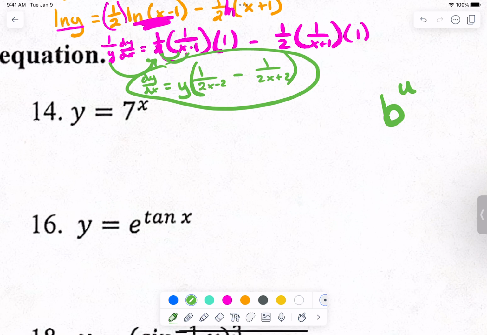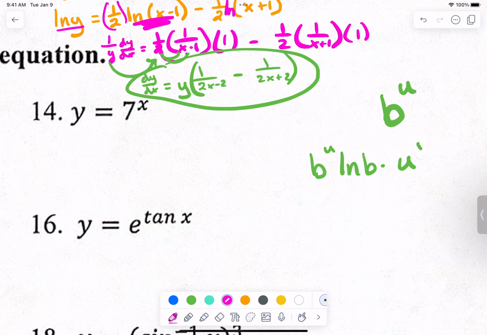Here is the rule when you don't have e to the x power. So b to the u is b to the u times ln of b times u prime. That's the rule for a base other than e.